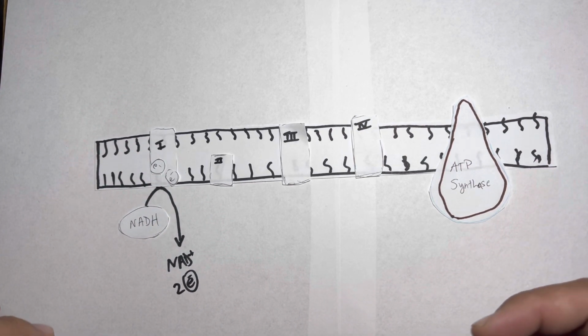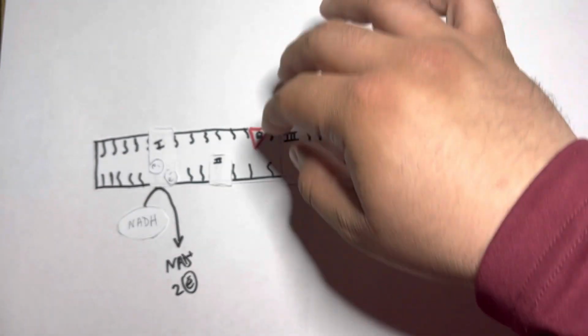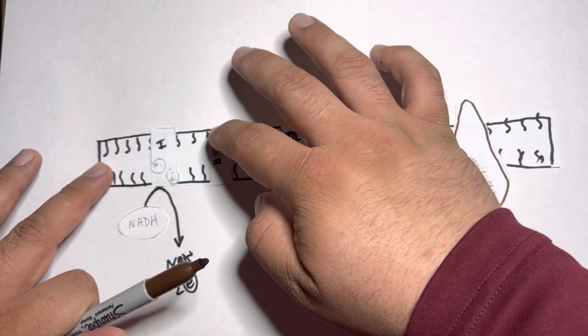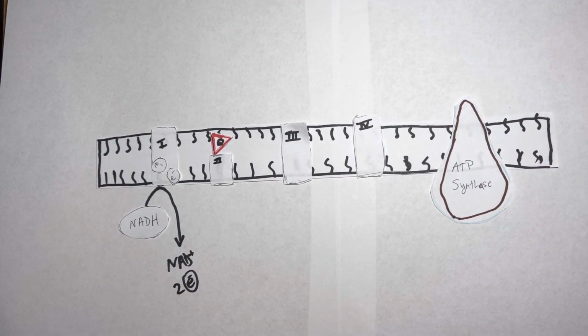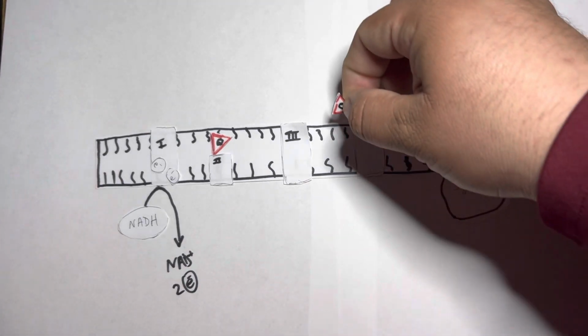Now these electrons are going to shimmy their way down, and they're actually going to go through the electron transport chain. Oh, I almost forgot. We also need, this is coenzyme Q10, and we also have cytochrome.